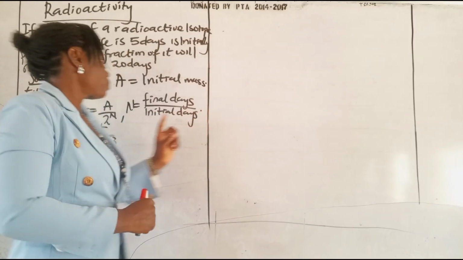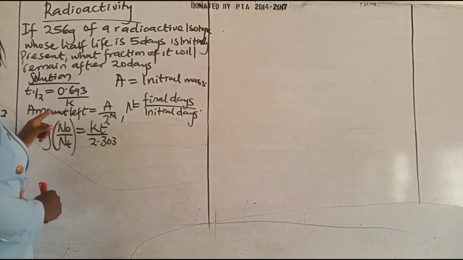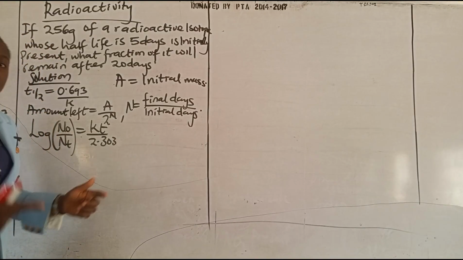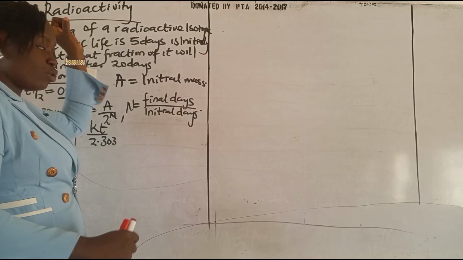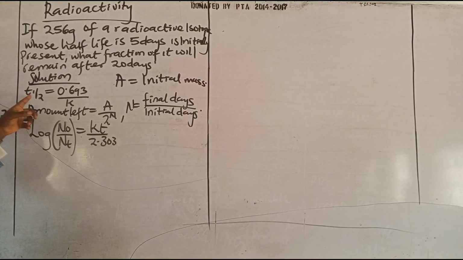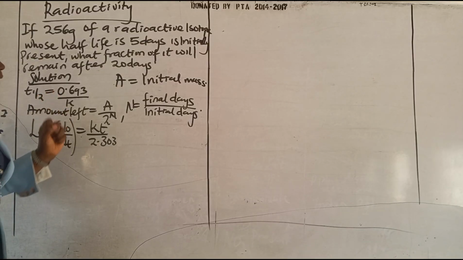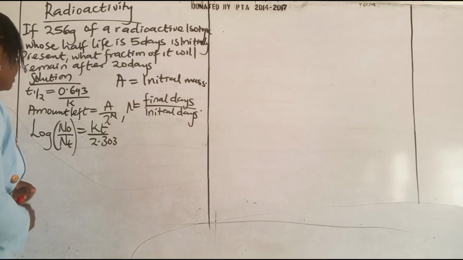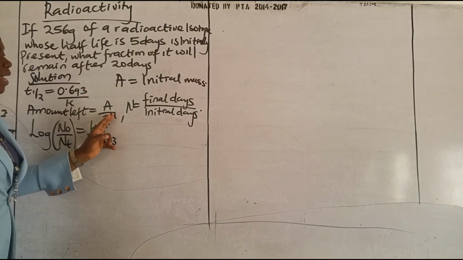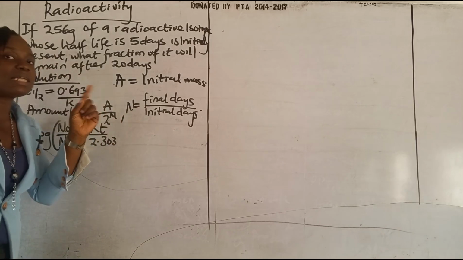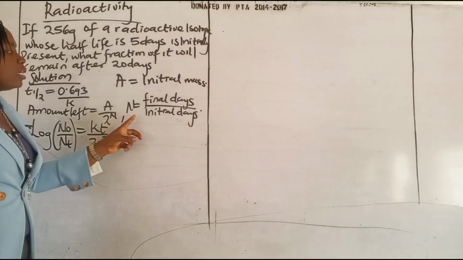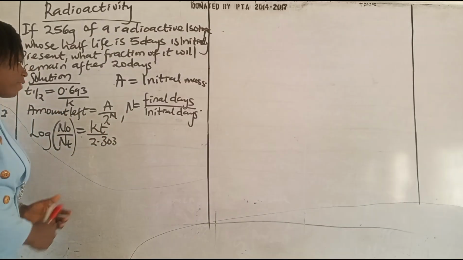Okay, so now I have some formula here. Amount left represents the part of that bread that is still good, while amount decayed is your amount left removed from the initial mass of the bread that was given. Then I have the formula of my half-life. Half-life equals 0.693 divided by K. K is the decay constant. Now, amount left equals A, the initial mass, divided by 2 raised to power n. Now, n is my final days, like a date that will be given, like a future time, divided by the initial days, which is the half-life here.